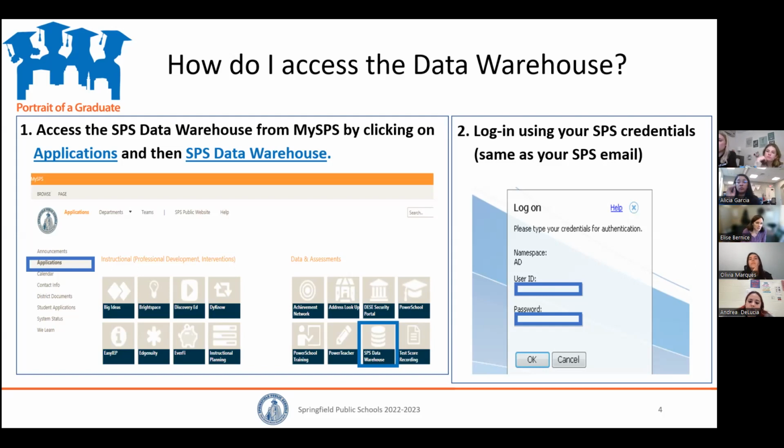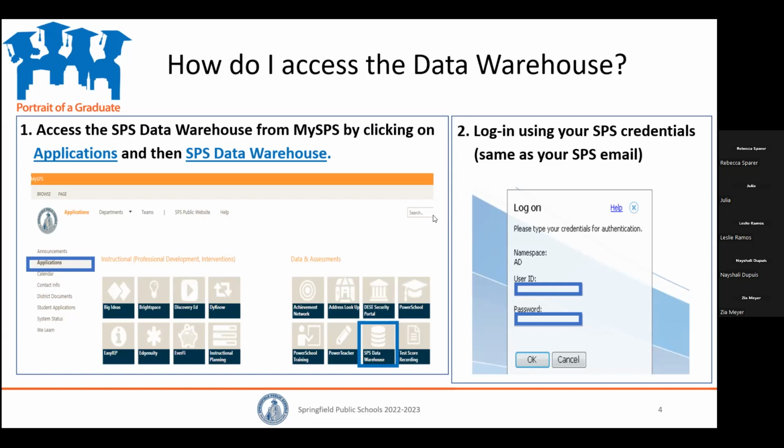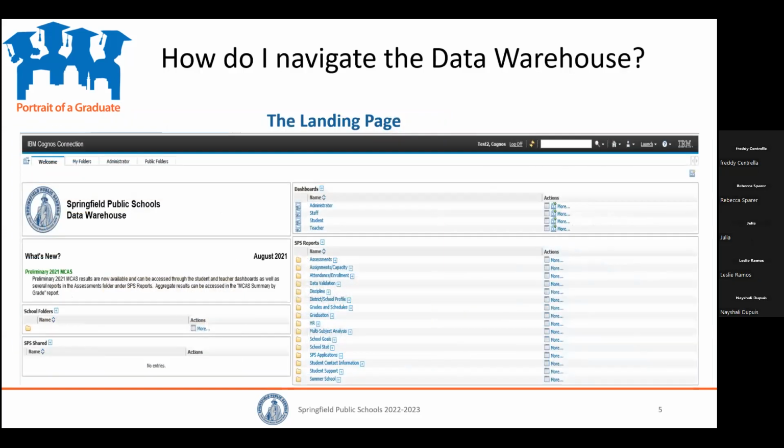So how do you get there? Under My SPS, which is sort of the landing page for your browser, you go to Applications and then scroll down to the Data and Assessments section. And then there's this little cylinder icon that says SPS Data Warehouse. You click on that and it opens up a login screen that looks like this. And then you use your usual SPS user ID and password that you've already got. And you click OK. And then you should hopefully see a screen that looks something like this. I'll keep going, but hopefully you all can try to get in there. If you can't, try it out maybe another time.